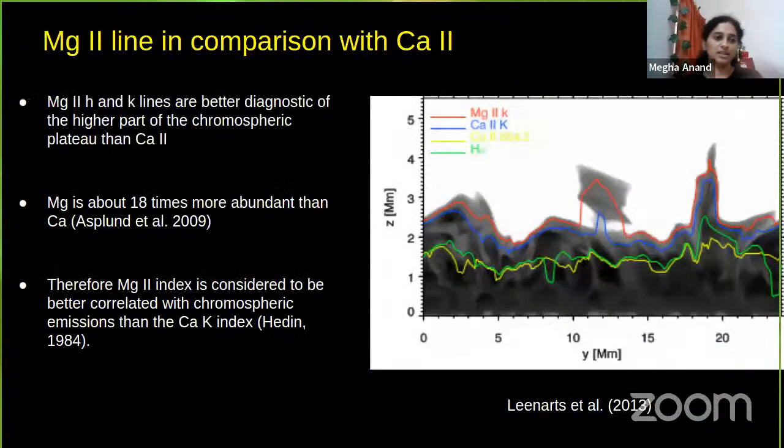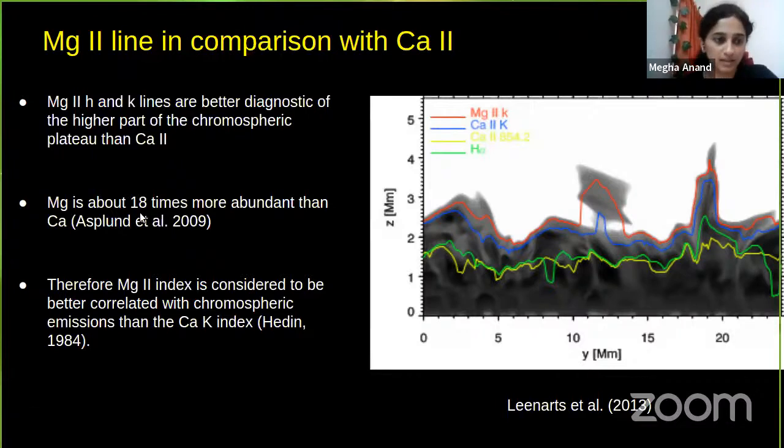If we compare the magnesium II line with the calcium, it has been seen that the magnesium H and K lines are better diagnostics of the higher part of the chromosphere plateau than the calcium II. So here is the simulation from Lennartz et al. They plot the intensity of different lines shown here: magnesium II, calcium 8542 angstrom line, and H alpha as a function of height. Here the different lines correspond to the optical depth tau equal to 1, from where the lines emerge. So clearly both calcium and magnesium have similar structures, but magnesium forms higher up in the chromosphere compared to the calcium.